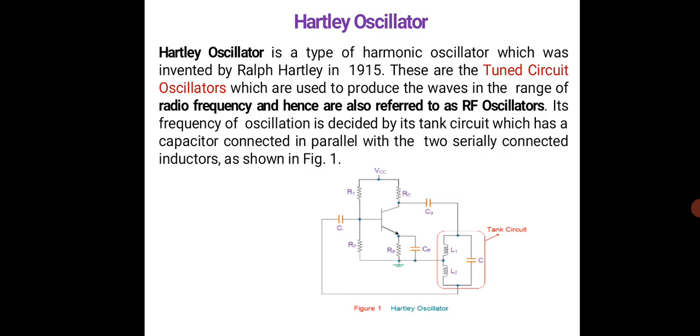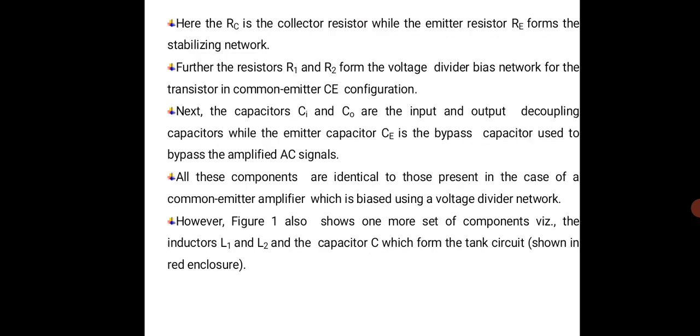Its frequency of oscillation is decided by its tank circuit, which has a capacitor connected in parallel with the two serially connected inductors as shown in the figure. You can see that there is a red box enclosure where you have two inductors and one capacitor, where this particular part is called as a tank circuit.